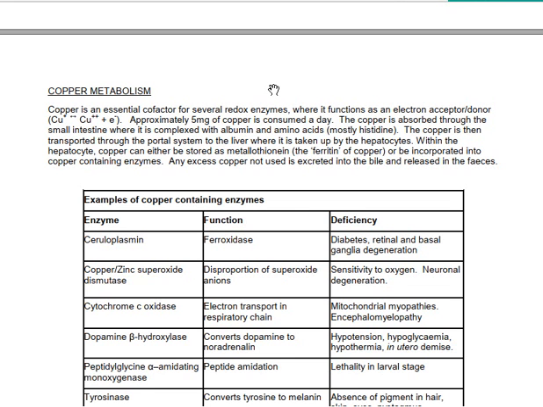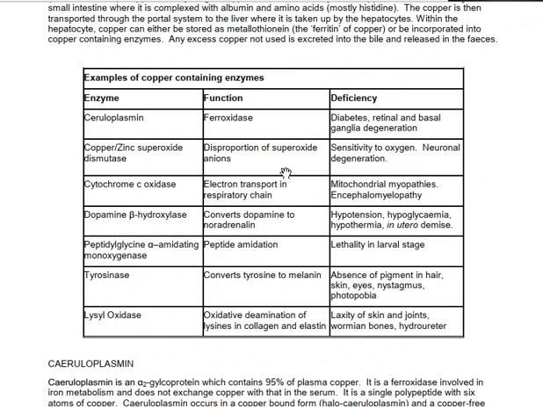Now you need to know that approximately 5 milligrams of copper is going to be consumed per day, and the copper is absorbed through the small intestine, where it's going to be complexed with albumin for it to be transported. Is it clear? And with amino acids, mostly the most important amino acid that transports copper is histidine. Is it clear? And also in blood, it is going to be transported by the major protein, which is called ceruloplasmin. Ceruloplasmin is a major protein that transports copper. So any excess of copper is not used and is secreted in the bile and released in feces.